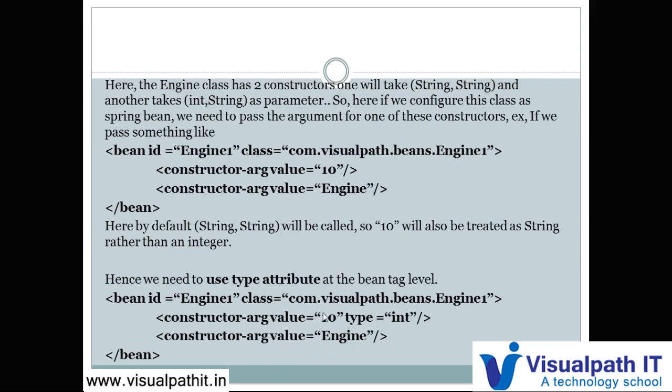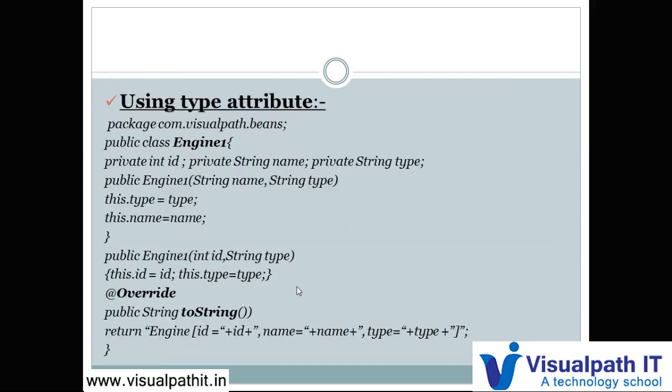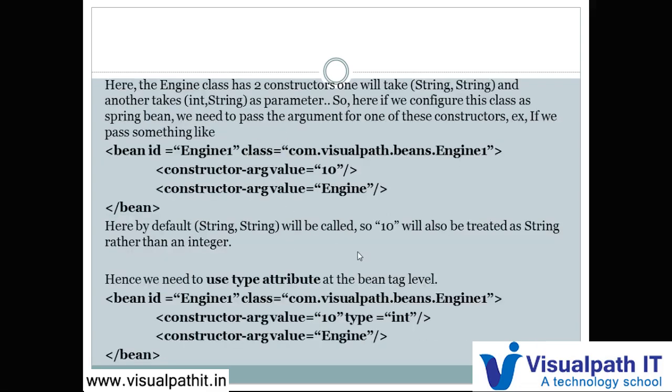So what we basically do here is specify the type within the bean. That is how the type attribute is used. At the bean tag level we include the type attribute, that is, the value is equal to 10, type is equal to int, so that by default it will not be considered as a string, since we are specifying it as an int.